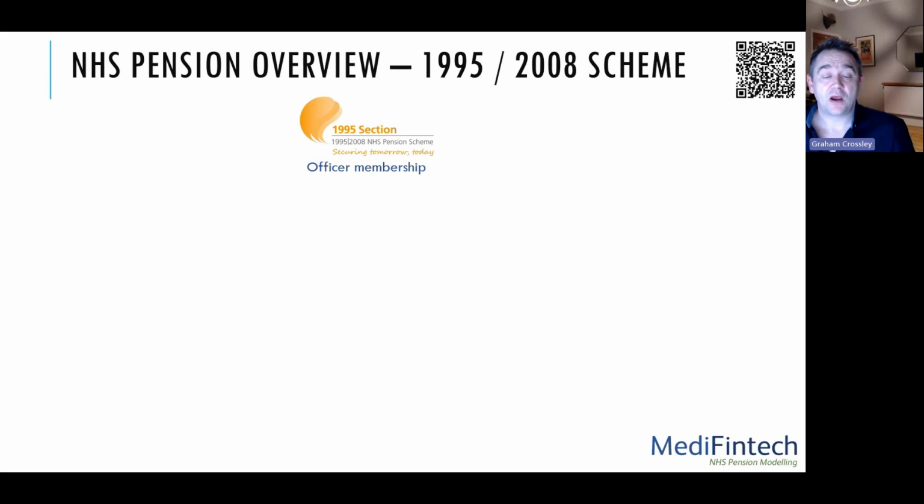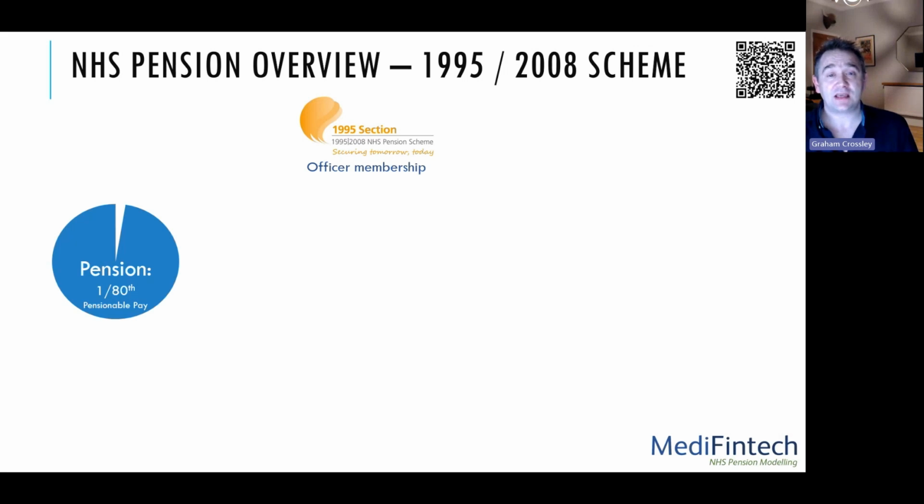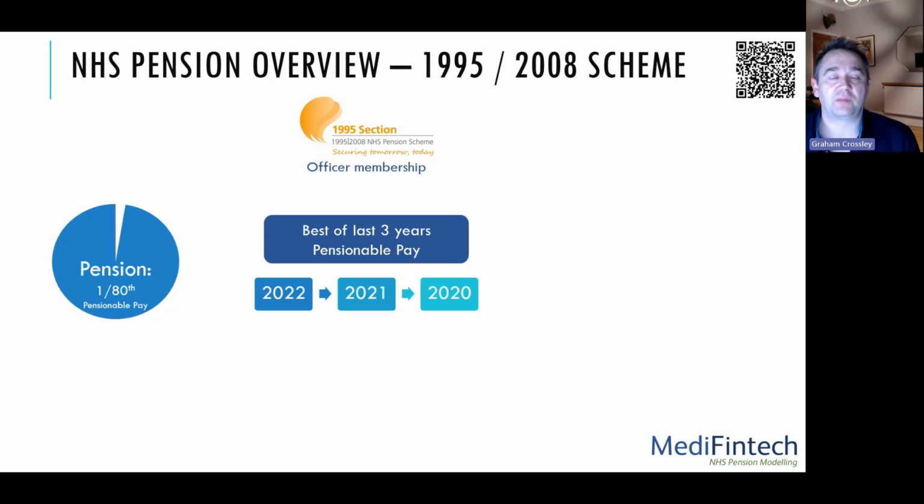Again, the QR code at the top of the screen will send you to a link to more details on the scheme. But in essence, for all of those days and years that you build up, you will get an 80th of your pensionable pay as an income in retirement. Now, the definition of pensionable pay is the best of the last 3 years. So if your pay does go down a little bit, there is some protection. And we've had quite a lot of questions actually on how this works. So we're going to go into that in a little bit more detail later on.